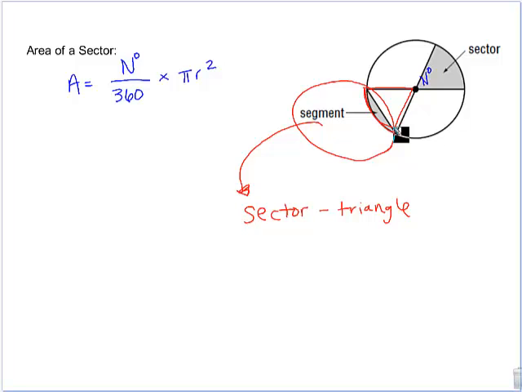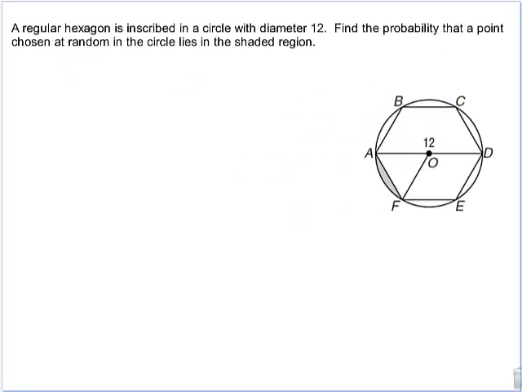Okay. All right, so let's try one. Here we have a regular hexagon. It's inscribed in a circle with a diameter of 12. We want to find the probability that a point chosen at random in the circle lies in the shaded region. So we have a hexagon that's inscribed in a circle with a diameter of 12. We want to find the probability that a point chosen at random lies somewhere in this shaded region.